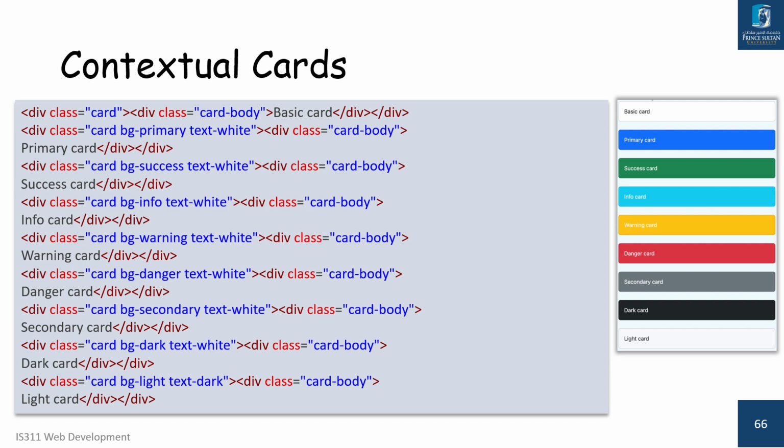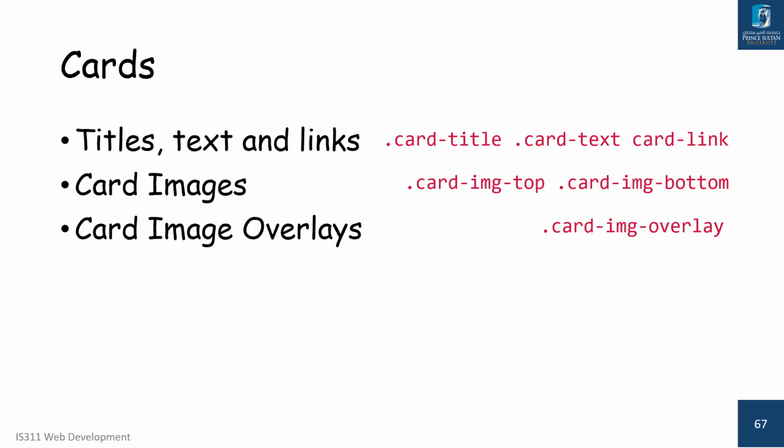Then again, we have the contextual classes for the card as well. BG dash primary, text dash white, so we can apply those BG background colors on the card as well. In the card, we have a card title, card text, card link, card image top, card image bottom. So we can also put the image at the bottom of the card as well. And then we have card image overlay. So there are three different classes or styles which have been defined inside Bootstrap regarding the card.